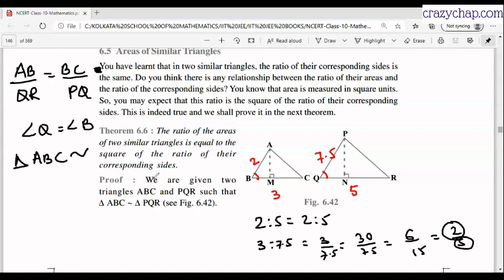No. I cannot say triangle ABC is similar to PQR. That's wrong. Please understand. For the corresponding side ratios I compared AB with QR, so you will say triangle QRP. If you say PQR, that is wrong. Yes, triangle ABC is similar to QRP. That's right. Good.